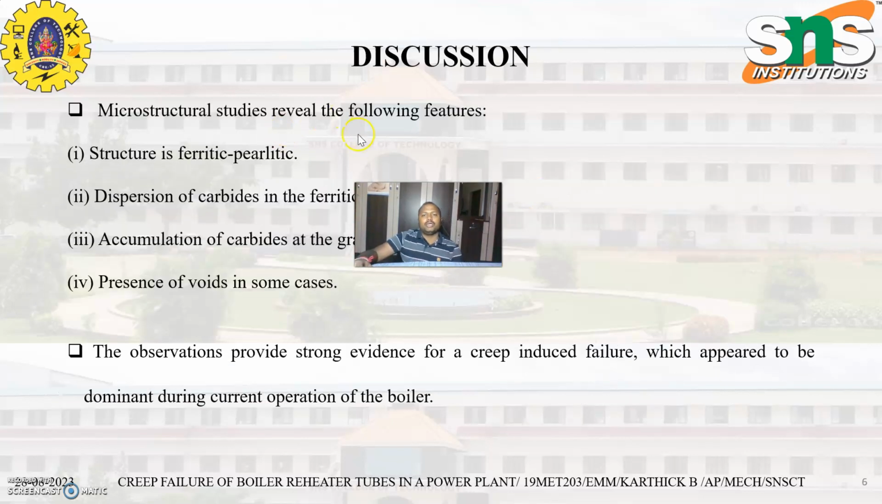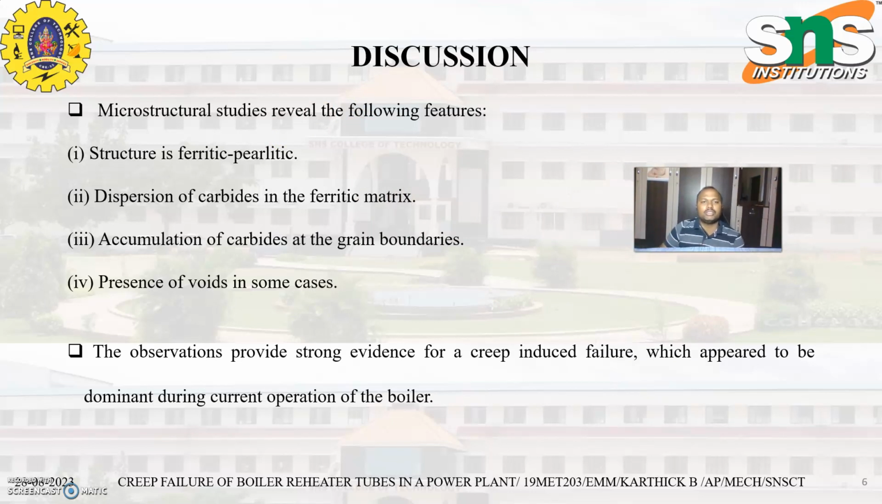So here the discussion comes like this. The microstructure studies reveal the structure is ferritic and pearlitic. As I already said in the class, pearlite is nothing but the combination of austenite and ferrite. The second one is dispersion of carbides in the ferrite matrix. As I already said, in the ferrite matrix, carbides at the grain boundaries will reduce strength. Here it is seen the dispersion of carbide in the ferrite matrix, compared to a pearlitic structure. Ferritic structure has low strength because of its single component structure. But even so, the accumulation of carbides at the grain boundaries will reduce the strength in this type of high temperature failures.